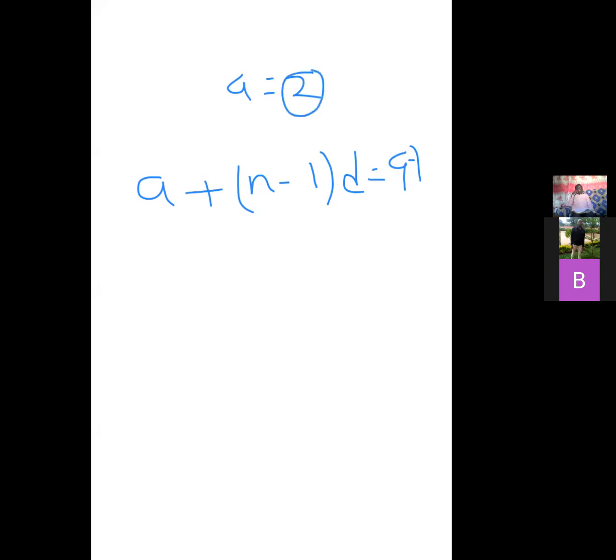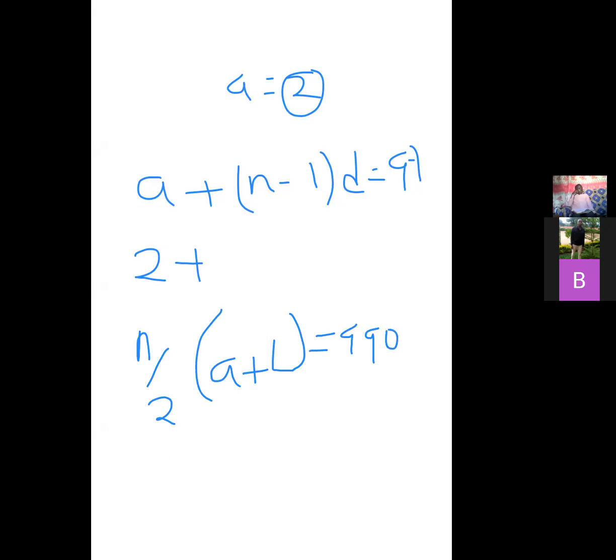We have been given the first term is 2. So let's open up and see. This will be 2 plus (n minus 1)d, but we don't have d. We can get it because the sum of the first n terms is equal to 990. So we can use the other formula, n over 2 (a plus l) equals 990. We are going to use those two formulas.